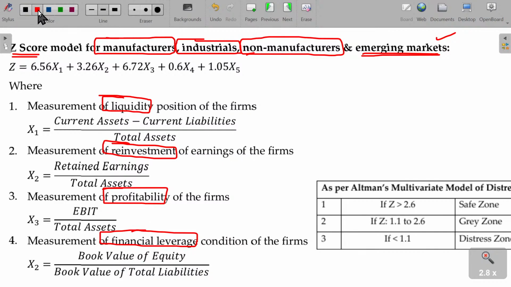As per the emerging market, the Z-score suggests only 4 aspects, and X1 is nothing but what? Working capital by total assets, where working capital is current assets minus current liabilities, retained earnings by total assets, EBIT by total assets, equity by total liabilities. Everything is similar to the earlier one, but the weightage assigned is totally different. Okay, you remove this, it's wrong. This one being 4. Hope now you'll be able to understand that. You can correct this.